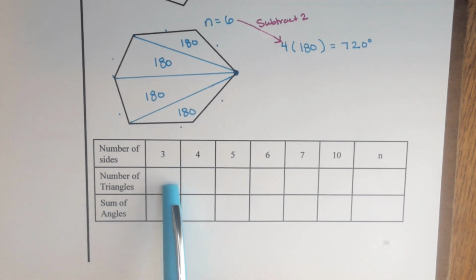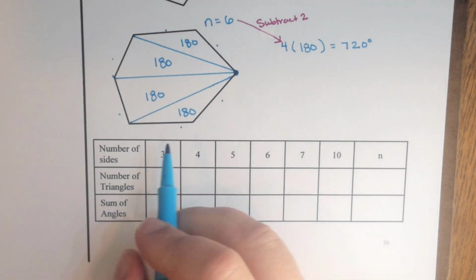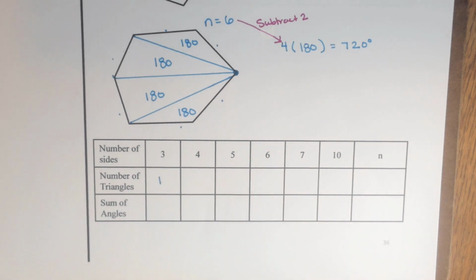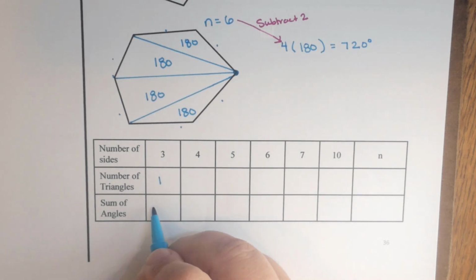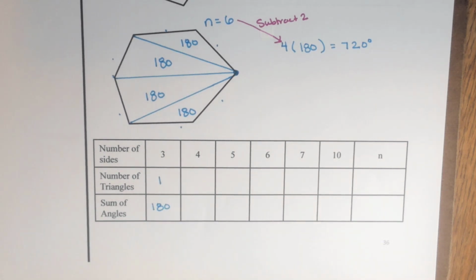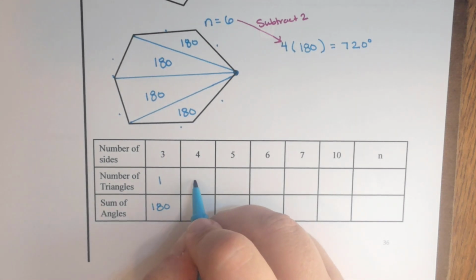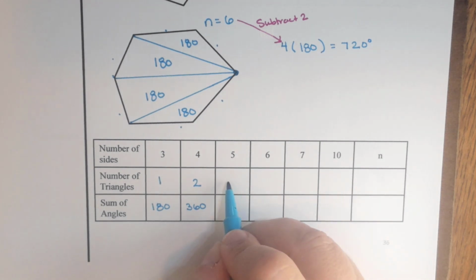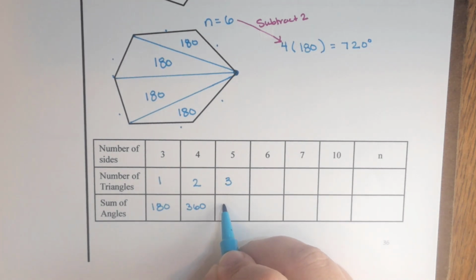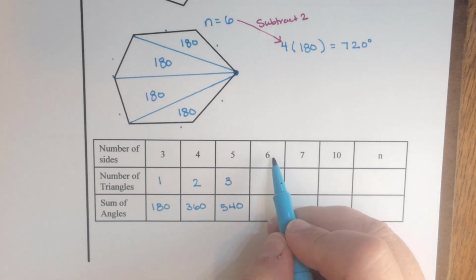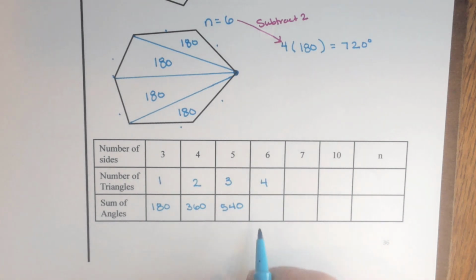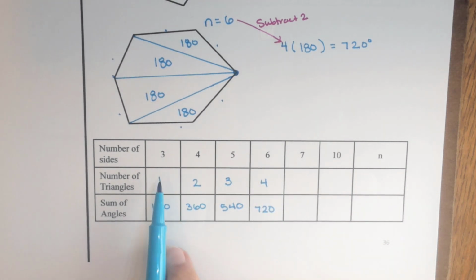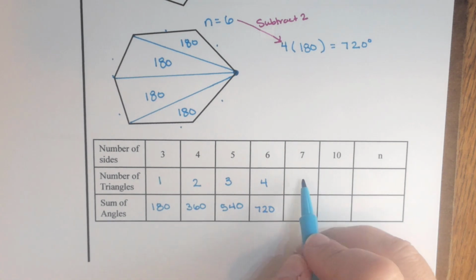When we have 3 sides, that's obviously just a triangle. So I was only able to make one triangle out of it. So then the sum of the angles was 180. When there were 4 sides, I made 2 triangles and I got 360. When there were 5 sides, I made 3 triangles and I got 540. When there were 6 sides, I made 4 triangles and I got 720. Do you see our pattern? 1, 2, 3, 4. So this must be 5.